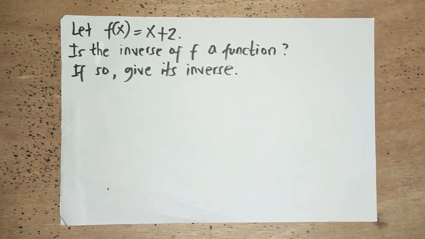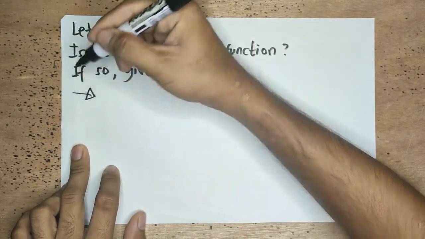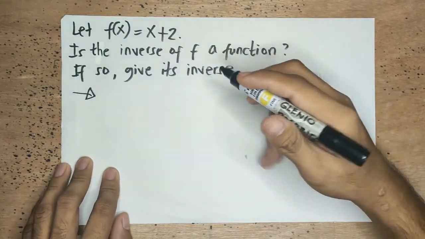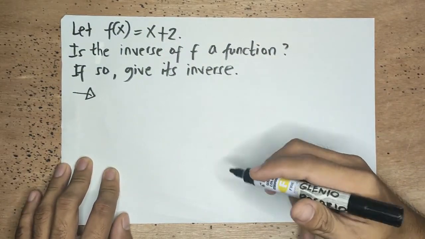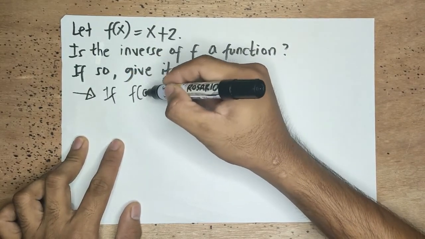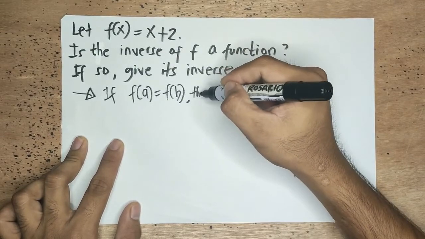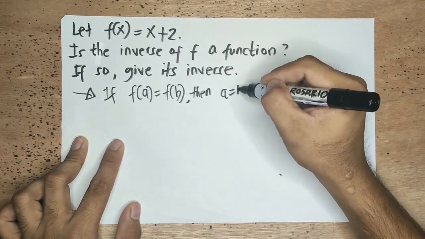So, para malaman natin kung may inverse ba si function f, kailangan muna natin siyang i-prove kung siya ay 1-to-1. So, how do we prove if a given function is 1-to-1? We use this theorem that if f of a is equal to f of b, then a is equal to b.